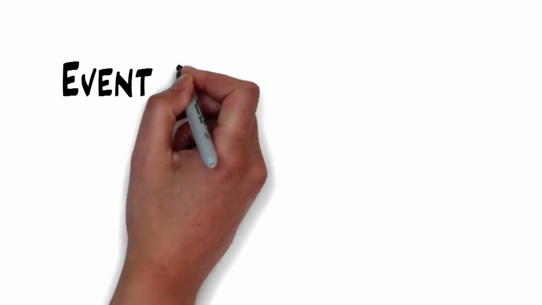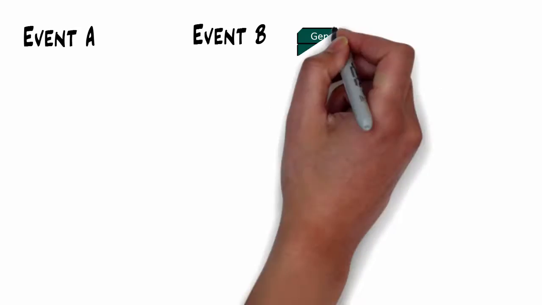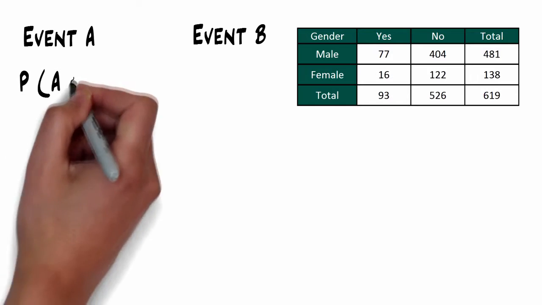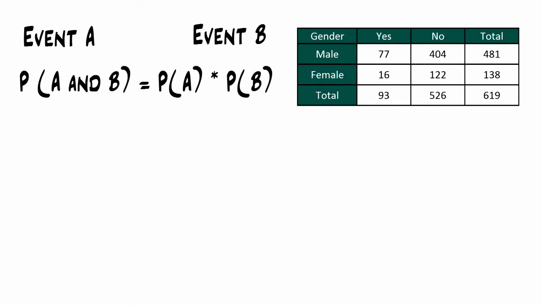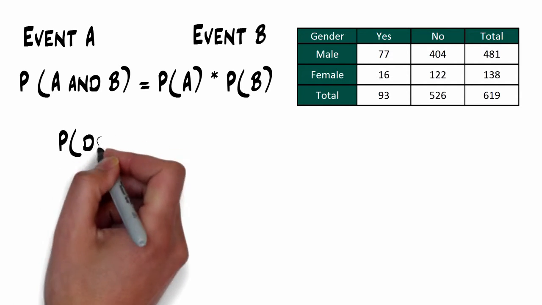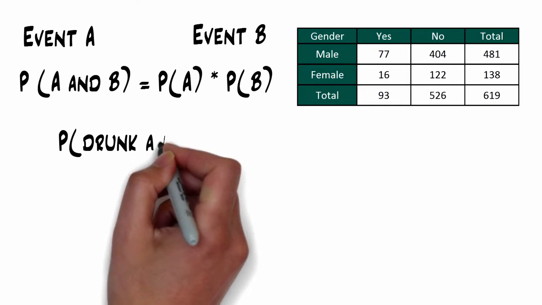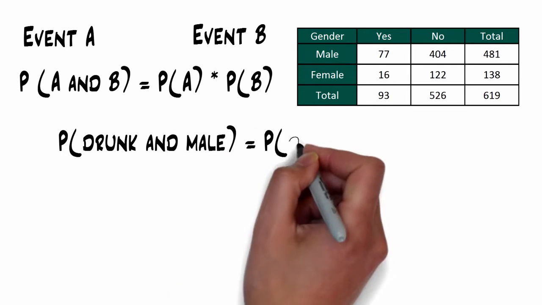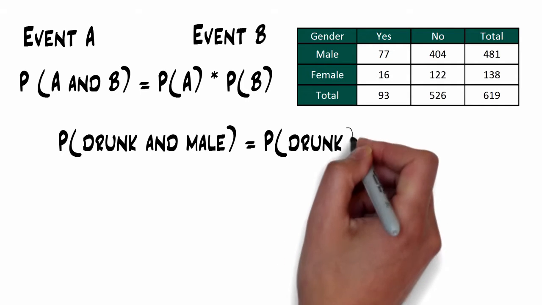If events A and B are independent, then the probability of A and B equals the probability of A times the probability of B. We use this rule for calculating expected counts, 1 cell at a time. Applying the rule to the first top left cell, if driving drunk and gender were independent, then the probability of being drunk and male is equal to the probability of being drunk times the probability of being male.